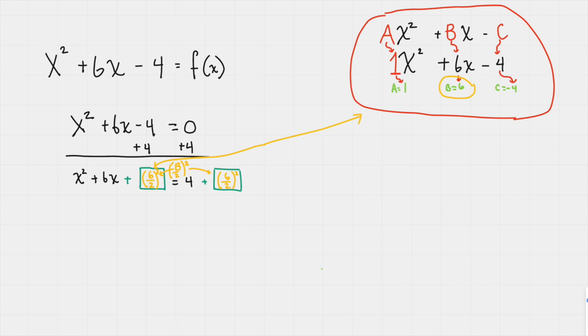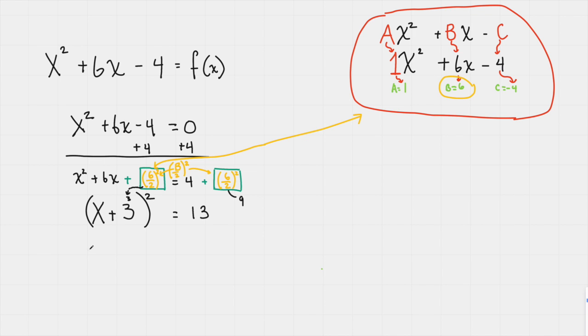Once I get to this step, what I want to do is open a parenthesis and write x, and this value right here will just transfer down. So 6 divided by 2 will yield 3. Therefore, I just put plus 3, and that's where it's from. Then we square that. Now on the right side, all we need to do is compute these values. 6 divided by 2 is 3, and we square it, we get 9. So 4 plus 9 will give me 13 here.